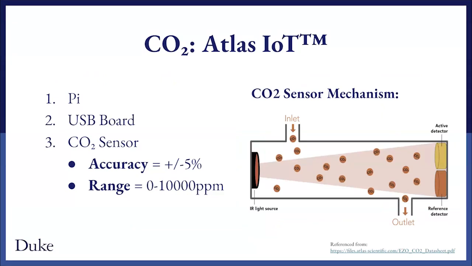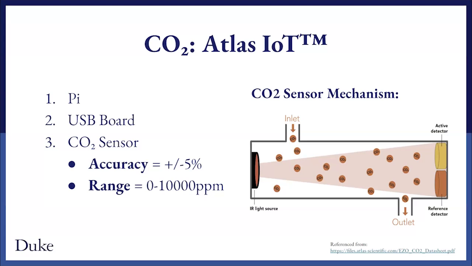Now, the way the sensor works, on the right-hand side, we have an inlet that allows CO2 molecules to enter the sensor and an outlet that allows CO2 molecules to exit. When the CO2 molecules enter, an infrared light source is shone through. The molecules absorb some of this light, and the rest is detected by the active sensor, which is what we see as concentration in parts per million.